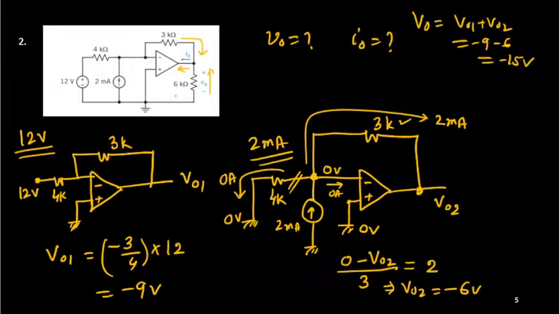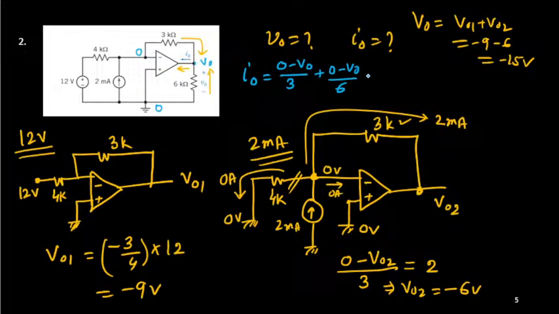So how to find out these things? This I0 is the addition of two currents. So this is your 0 and this is V0. So 0 minus V0 is the voltage across the 3K, so divided by 3, that is in milliampere, plus again this end is 0, this is again V naught, so 0 minus V naught divided by 6K, that is in milliampere.